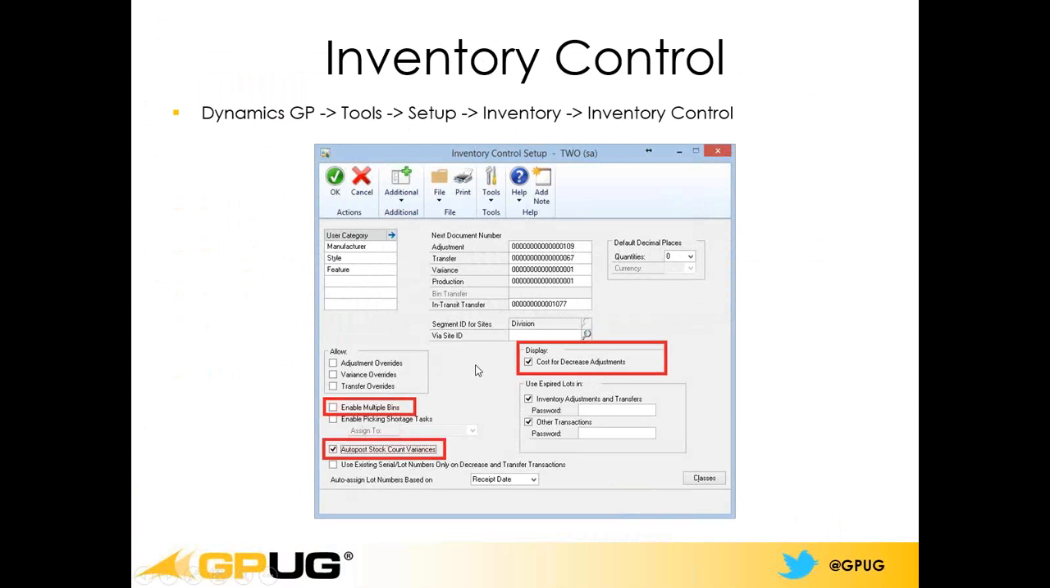The last one is display cost for decrease adjustments, and that one really only affects it from a display standpoint if you are not auto-posting the stock count variances. Showing the cost for the decrease adjustments, if I'm looking at the unposted variance entry, that's where it's going to either show me the cost or wait until you try to post it before it creates the decrease adjustment cost. So those are the three fields that we needed to look at for the inventory control.